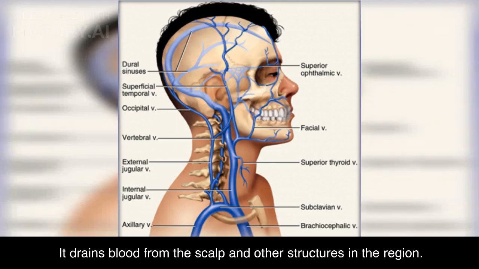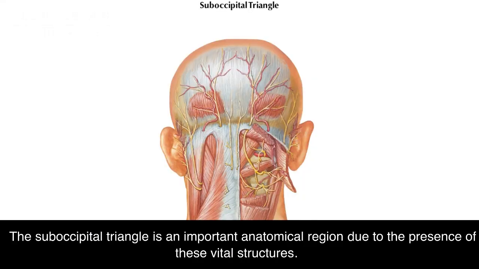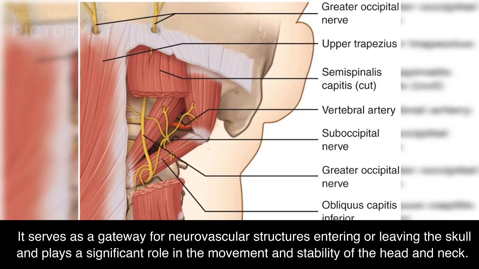It drains blood from the scalp and other structures in the region. The suboccipital triangle is an important anatomical region due to the presence of these vital structures. It serves as a gateway for neurovascular structures entering or leaving the skull and plays a significant role in the movement and stability of the head and neck.